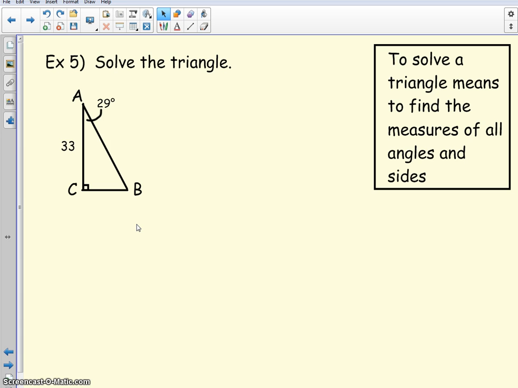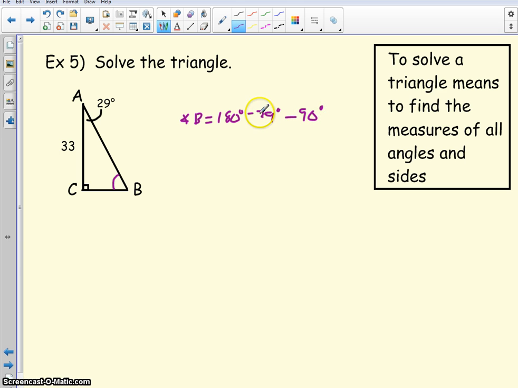The first thing you're going to want to solve for here, at least to me the easiest thing to look for first, is to find that third angle. It's a triangle. We already have two of the angles, angle A and angle C. We can find angle B relatively easily. All the angles inside a triangle have to add up to 180 degrees. So you can quickly find angle B by going 180 degrees, subtracting the 29 degrees you have for angle A, and then subtracting the 90 degrees you have for angle C. A quick calculation there will tell you this will be 61 degrees.